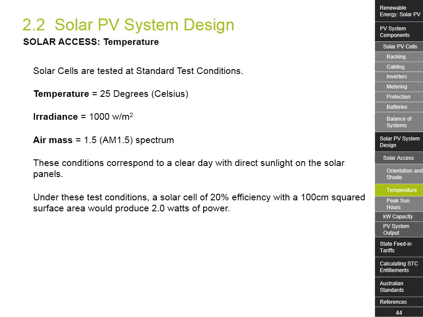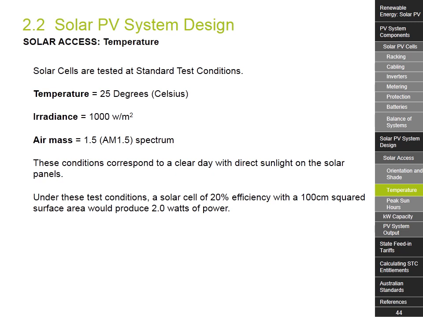The maximum sustained output of a solar panel is determined under standard test conditions. Essentially, solar panels are put through a flash tester in the manufacturing factory that has been calibrated to deliver the equivalent of 25 degrees Celsius, which is quite unrealistic in Australia, where the panel temperature under typical conditions in summer can reach 70 degrees Celsius. The test uses an irradiance of 1000 watts per meter squared, meaning the orientation and shading is perfect, and assumes an air mass of 1.5. These conditions correspond to a clear day with direct sunlight on the solar panels.